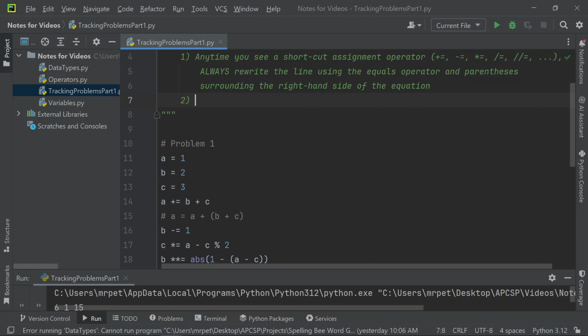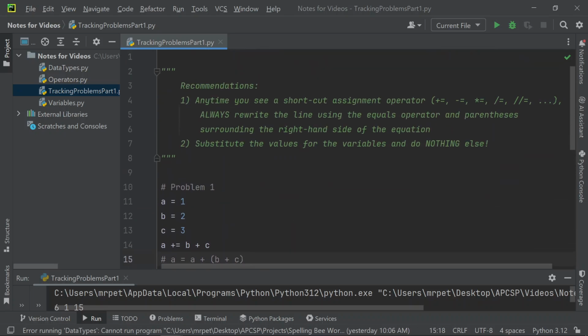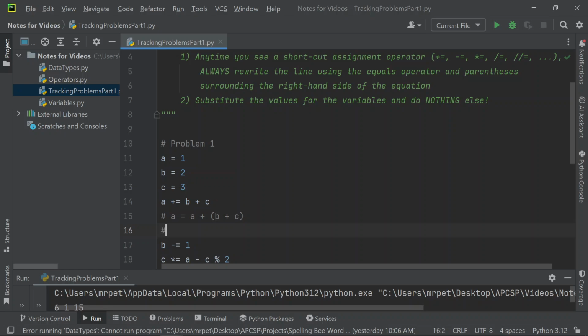Once we do that, then all you want to do is substitute the values for the variables and do nothing else. We don't want to do multiple things at a time, and if we start trying to do multiple steps at once, we're more likely to get something wrong. That's the whole reason. So all we do is substitute.